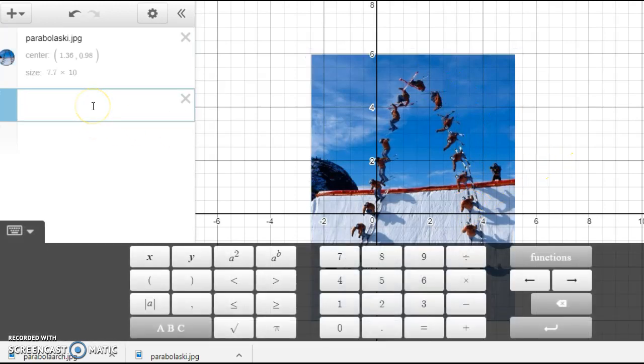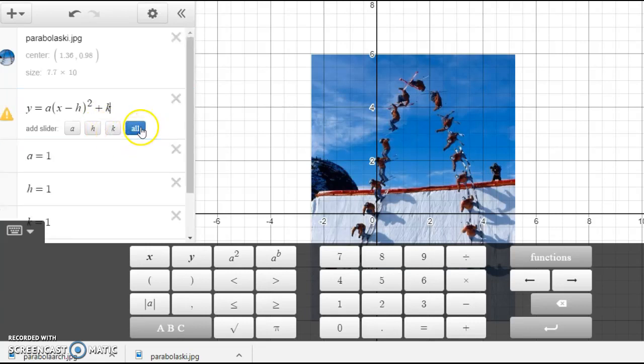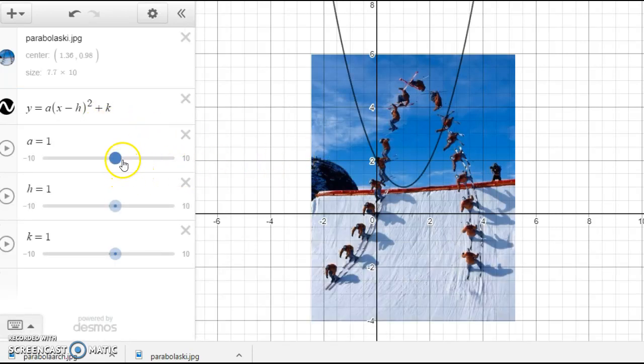And so I'm going to use a generic version of vertex form. Now you could use intercept form, that would be a little harder. You could also use standard form, that would be even more difficult. But vertex form, from my experience doing a lot of math work, is going to be the easiest way of doing it.